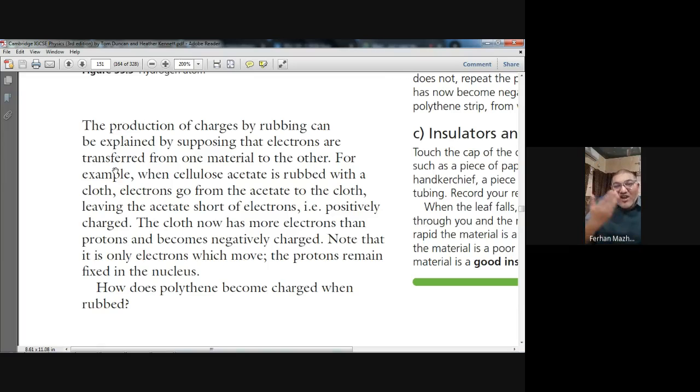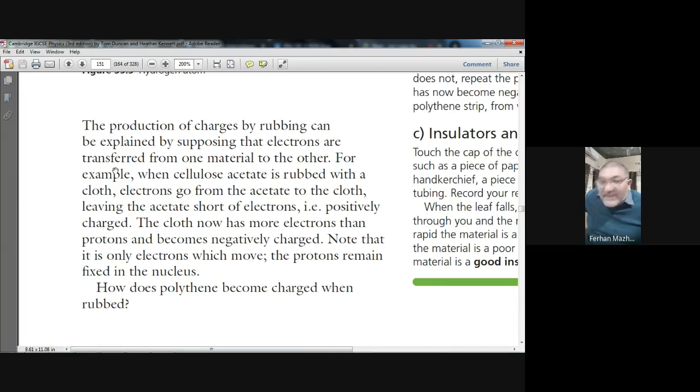So the rod will have fewer electrons now, because the electrons by the rubbing have been transferred from the cellulose acetate rod to the cloth. So the cellulose acetate rod will have a smaller number of electrons, so it will become positive. And the cloth, which has gained more electrons, will become negative because now it has more electrons.